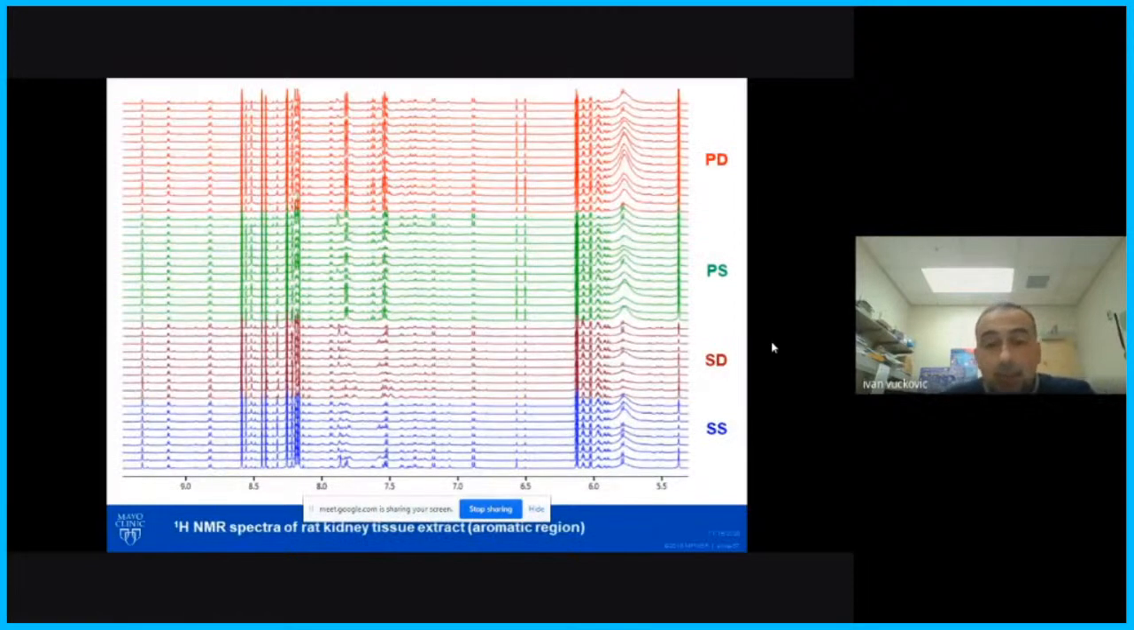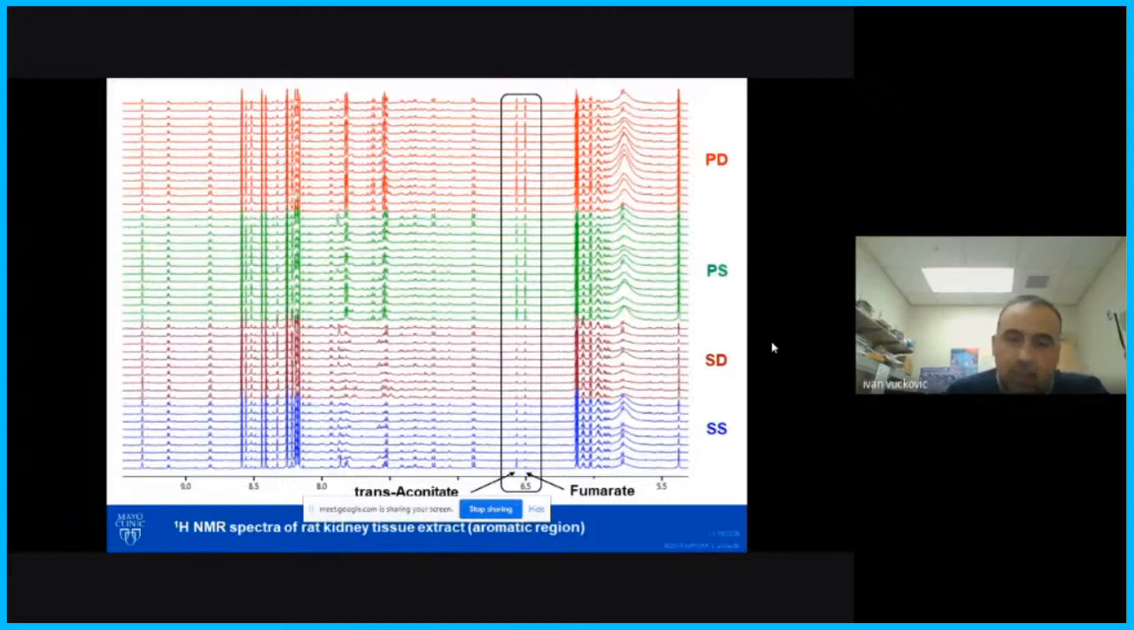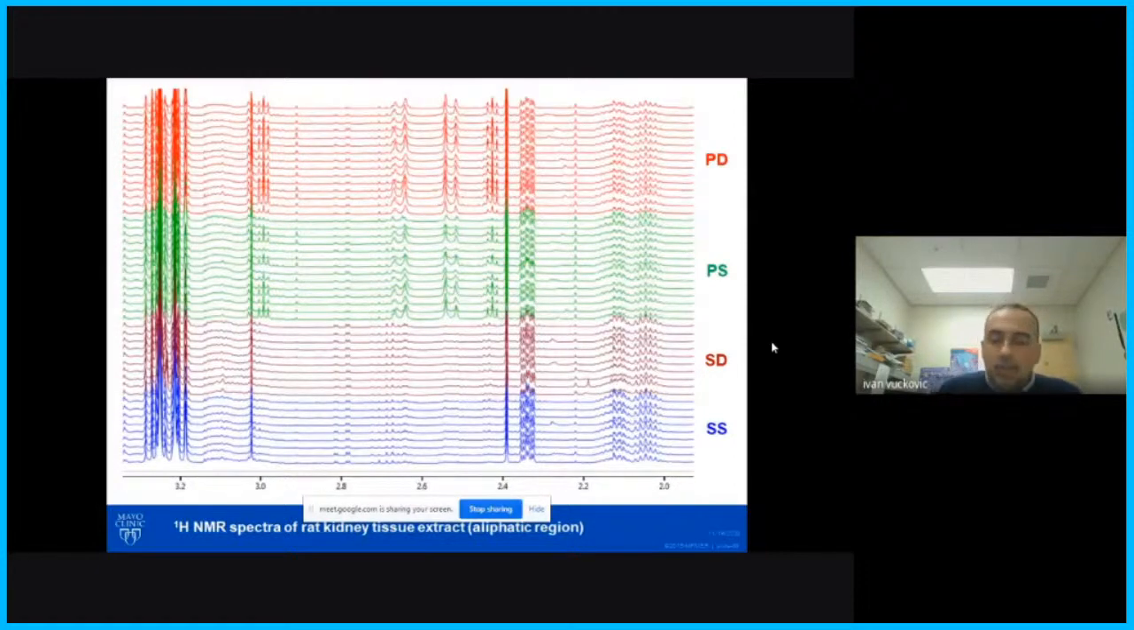So these are spectra of kidney tissue extract in the aromatic region. And even from here, if you look carefully, you can see that there are significant differences, particularly for aconitic acid and fumaric acid. Also, in the aliphatic region, there are remarkable differences in citric acid peaks and 2-oxoglutarate.